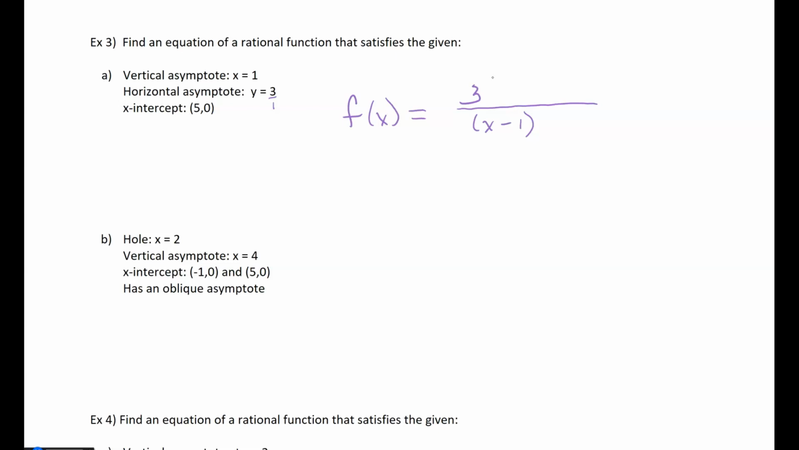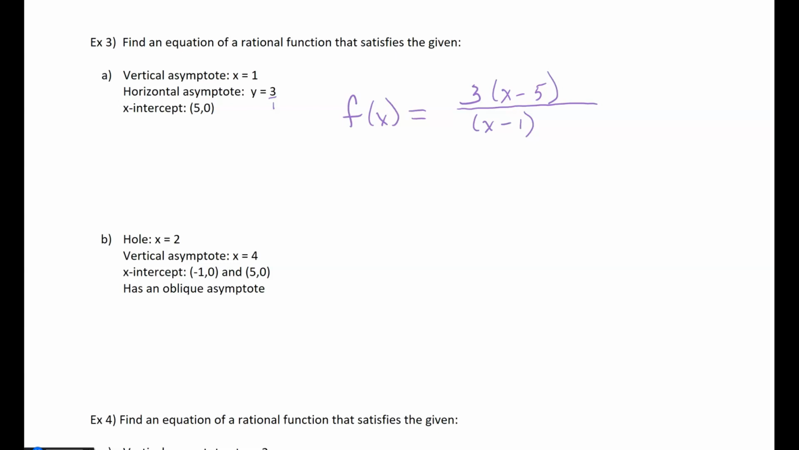The next part, x-intercept of (5, 0). If you recall, the x-intercepts are found when you set y equal to 0 and solve. So the denominator is irrelevant, and you're just going to look at the numerator. And 5 would come from the expression x minus 5, which comes from the numerator. Now we have x to the first over x to the first. Exponents are the same. If we divide the coefficients, we'll get 3 over 1, so we are basically done with this one.